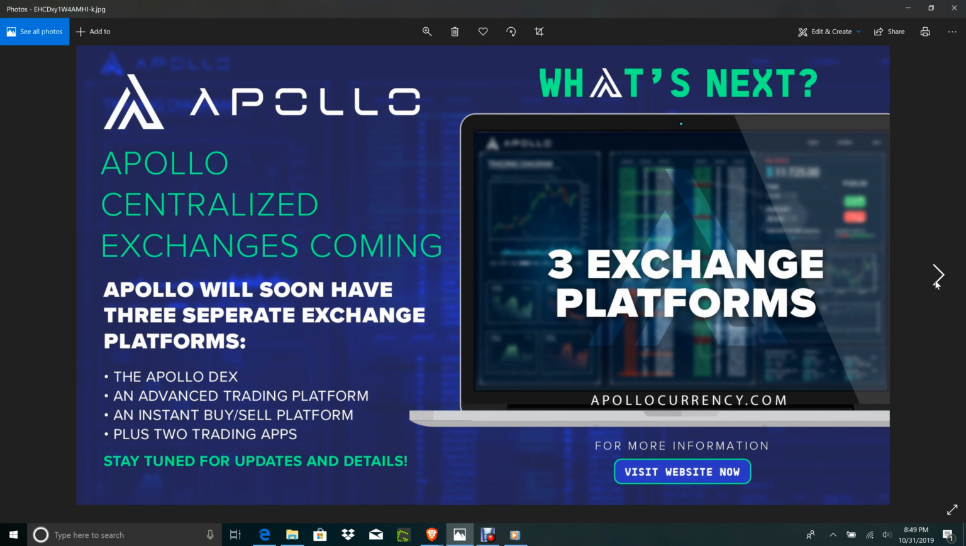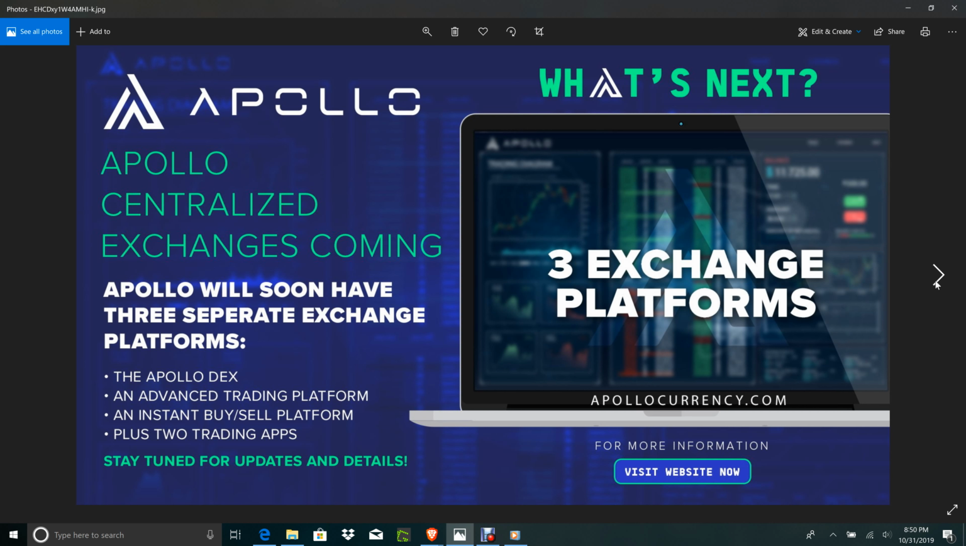Huge. Part of the thing that they're doing now with the three exchange platforms, the Apollo DEX getting better and better as time goes on. Currently, you can exchange Ethereum and Paxos stablecoin is built in to cash out to your bank. But you also have the advanced trading platform that they're building, an instant buy and sell platform, plus two trading apps. All this is coming on the new website that they have coming out in the rebranding.